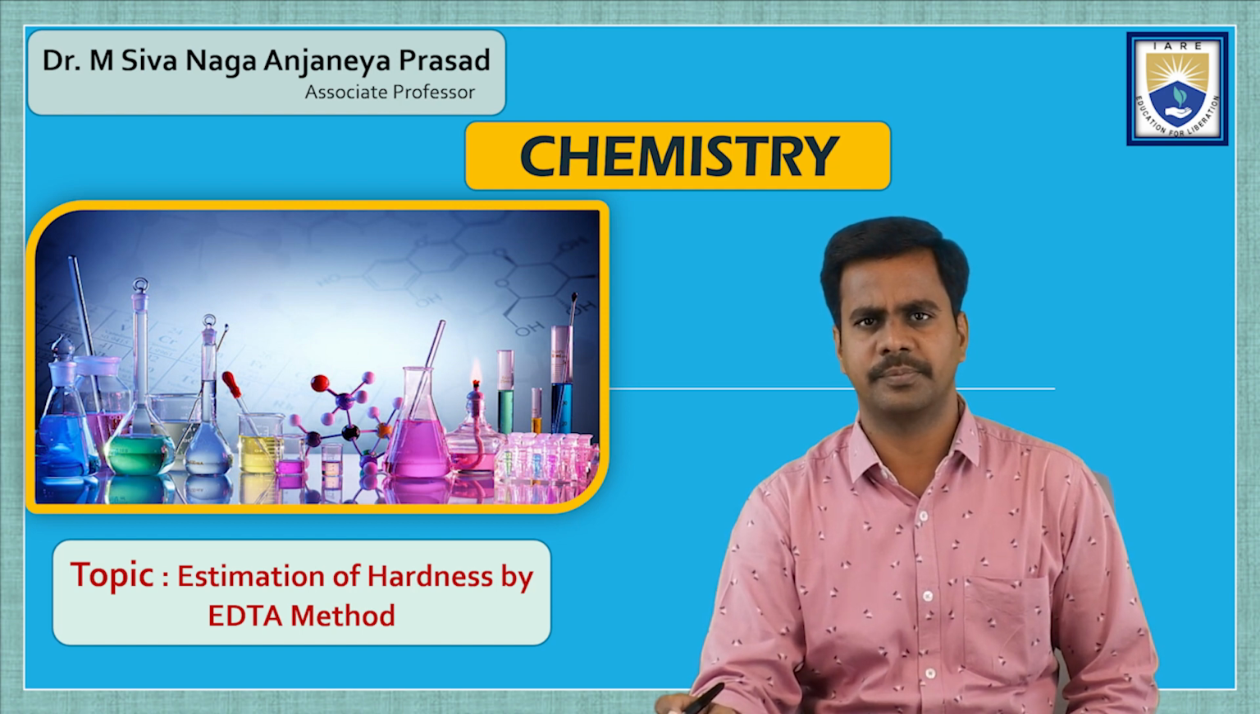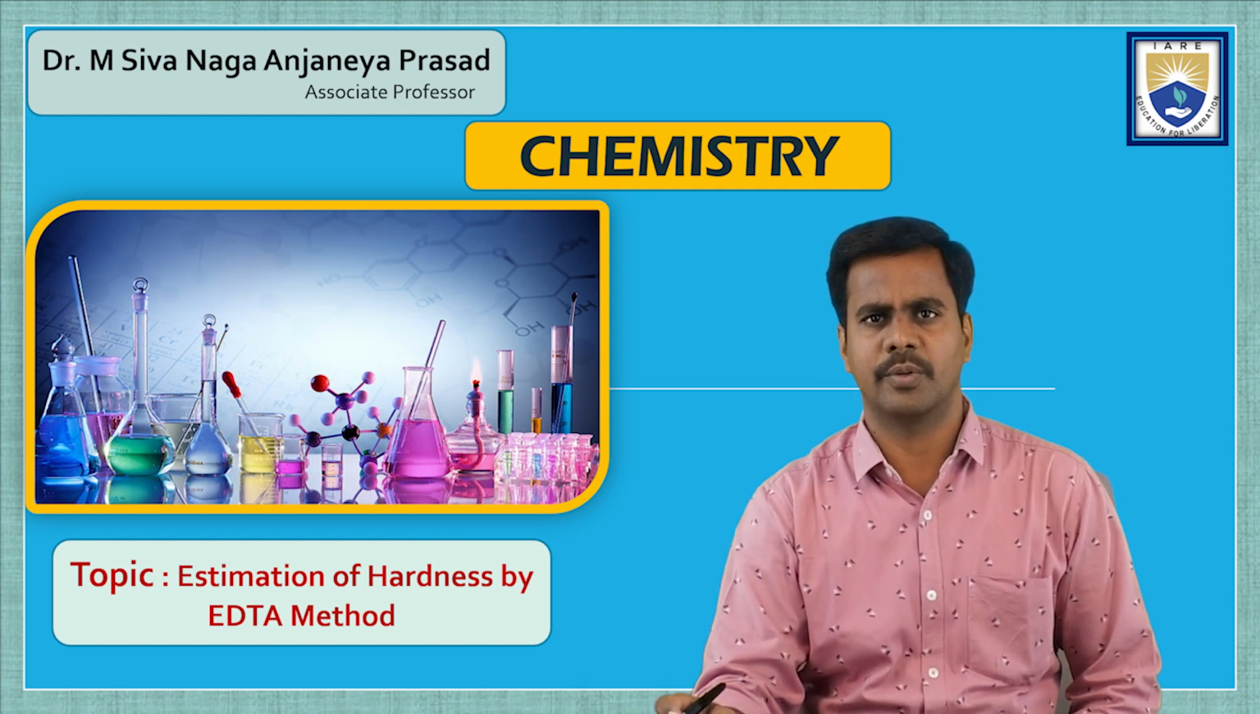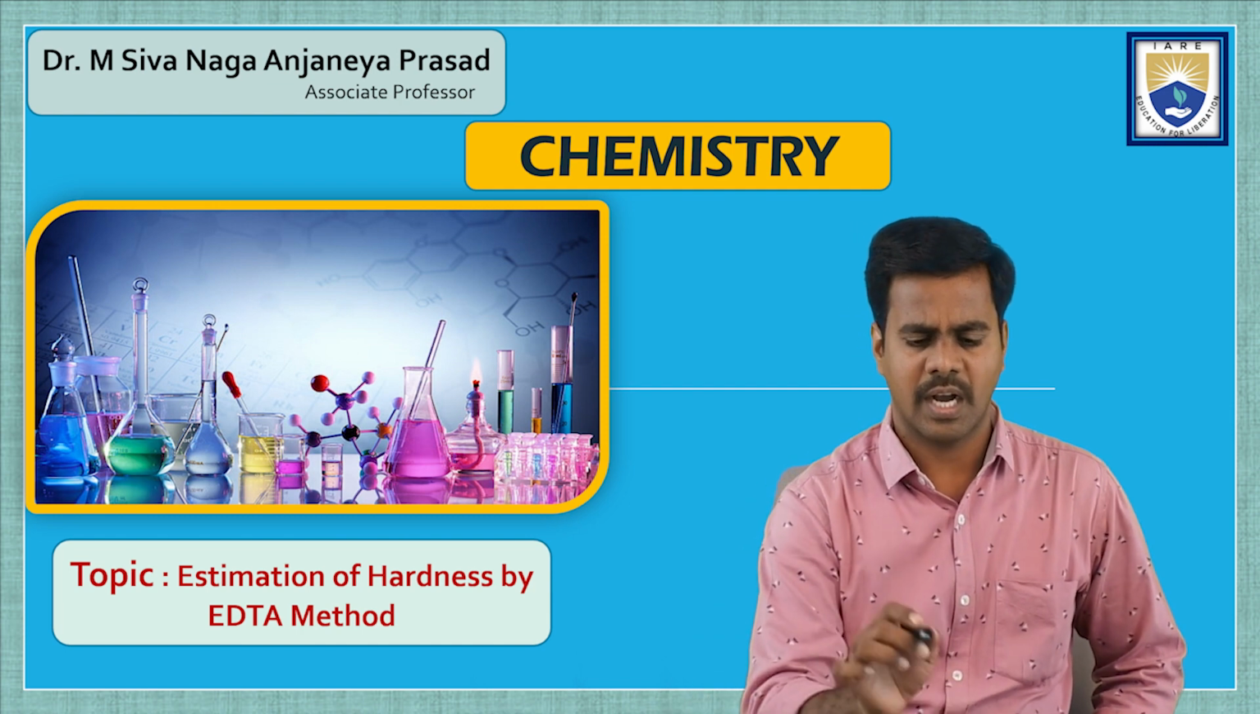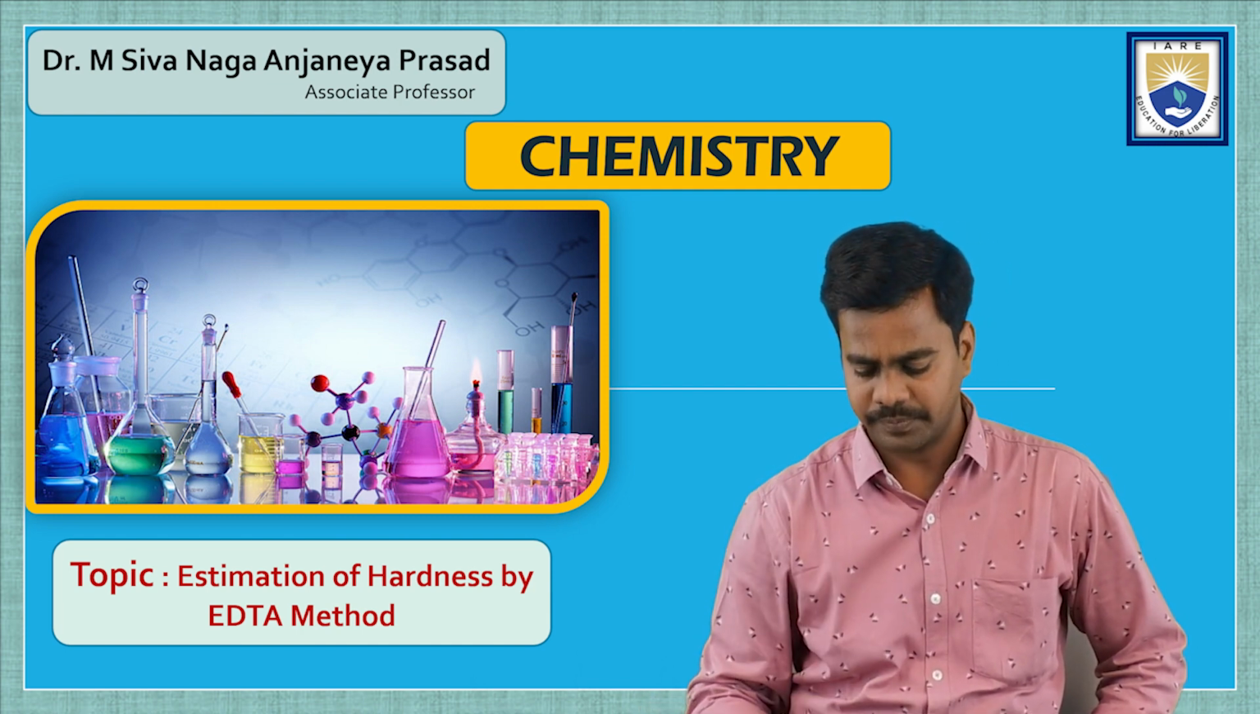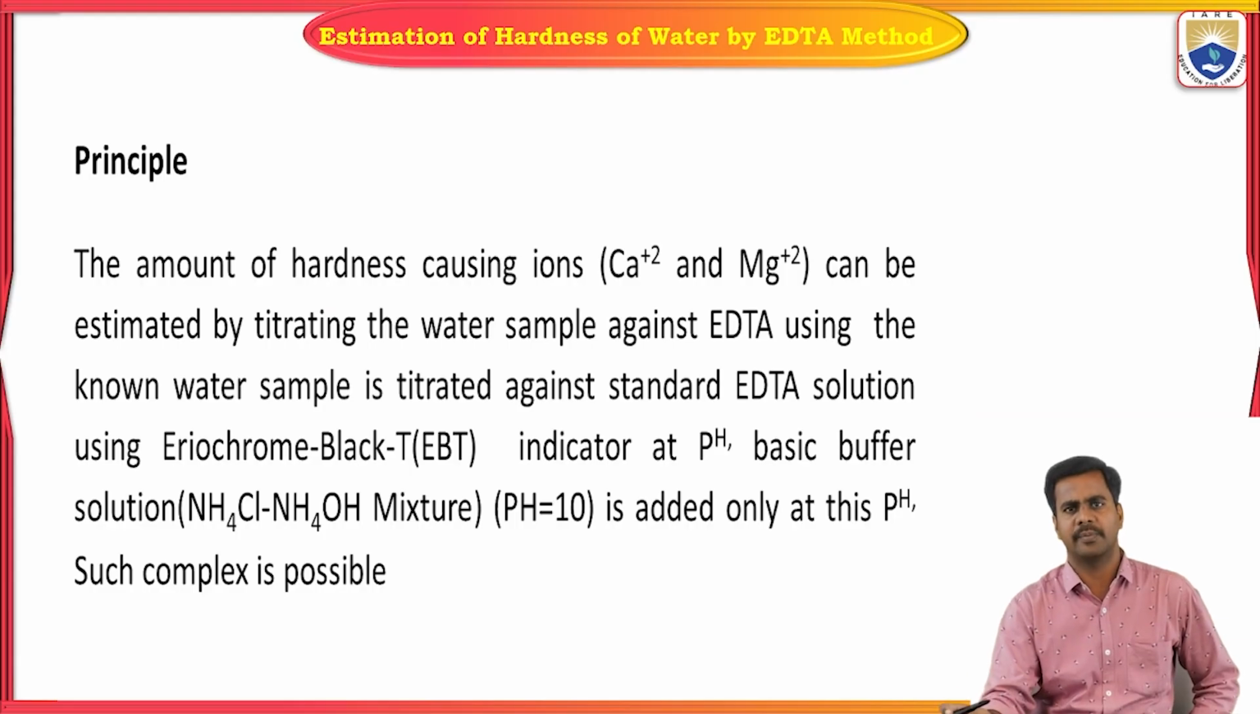In this session, I'm going to discuss the estimation of hardness by using the EDTA method. Usually, this method is a complexometric titration type of method. So, let me explain what EDTA is. EDTA is ethylene diamine tetraacetic acid. It is a multidentate ligand.